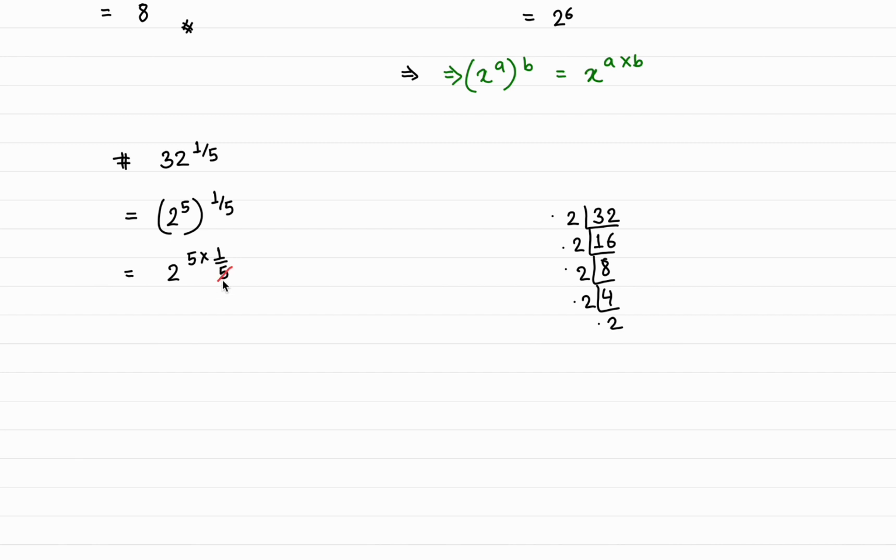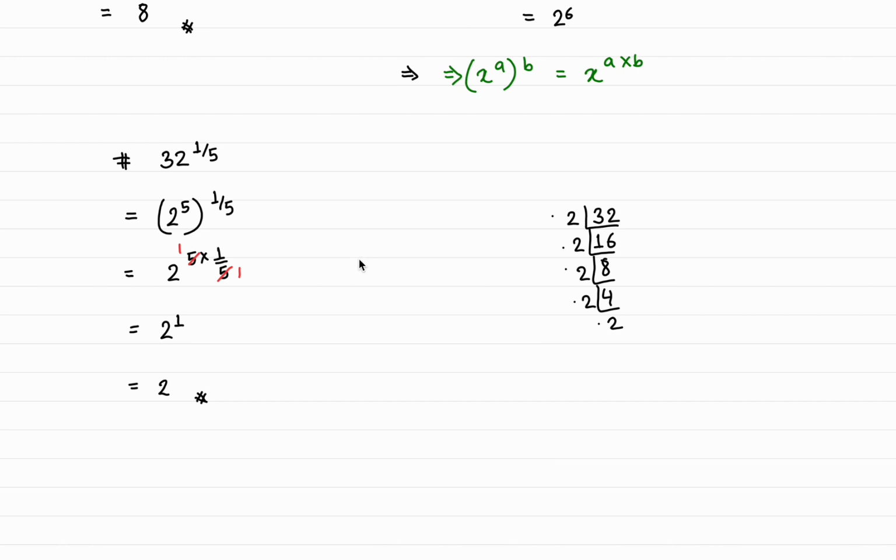Again, we can cut this 5 and this 5, right? 5 times 1 is 5, 5 times 1 is 5. And what we're going to get at the end is 2 to the power 1 times 1, which is 1. So you don't need to write this one, but let's write it for now. So 2 to the power 1 is 2, and done. That's our second question. So it's pretty simple, okay? We prime factorize it and then multiply the powers.